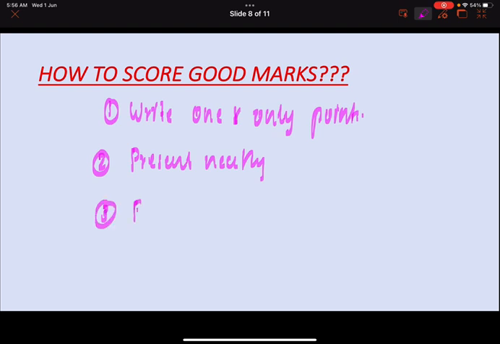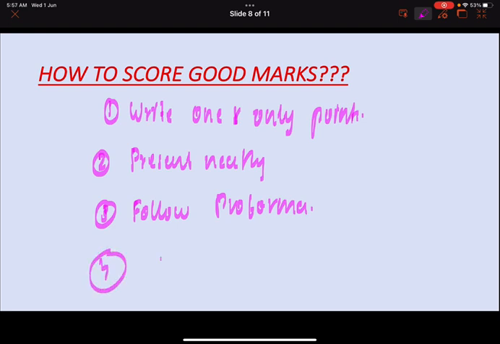Number 3, follow proforma. What is a proforma? When a question is asked, whether it is a short note or an essay, first write, if a case scenario is given, what your diagnosis is. Then substantiate your diagnosis: mechanism, etiology, pathogenesis, morphology, gross, microscopy, clinical features. If you have time, you write it, otherwise no problem.